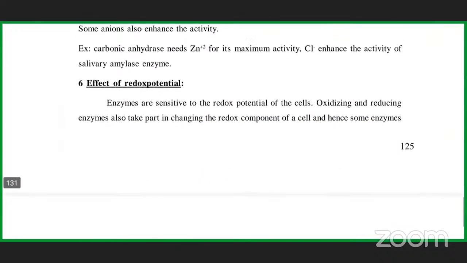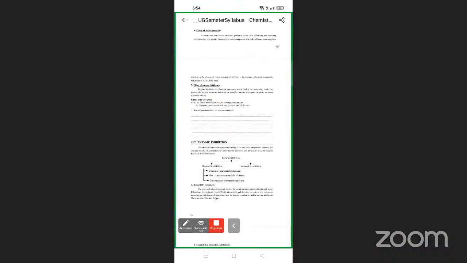Okay, so this is about the enzymes. I'm stopping here.